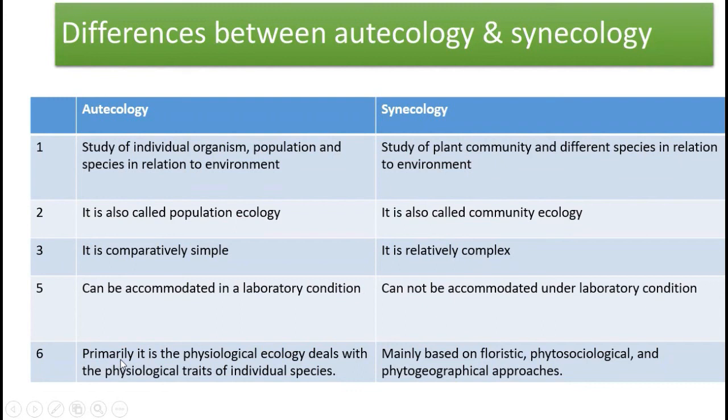And finally, primarily autecology is physiological ecology, which deals with the physiological traits of an individual species. For example, a wheat plant, the effect of environmental factors in the life of the plant we can study, and this is nothing but a physiological process, and this deals with autecology. And synecology is mainly based on floristic, phytosociological and phytogeographical approaches.